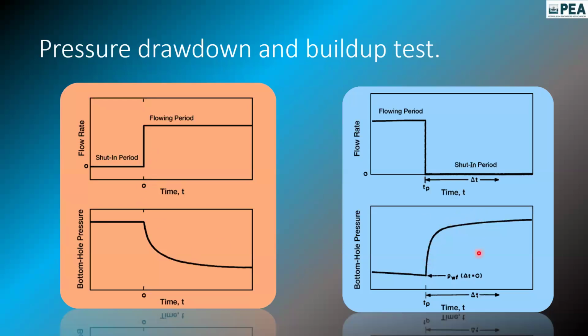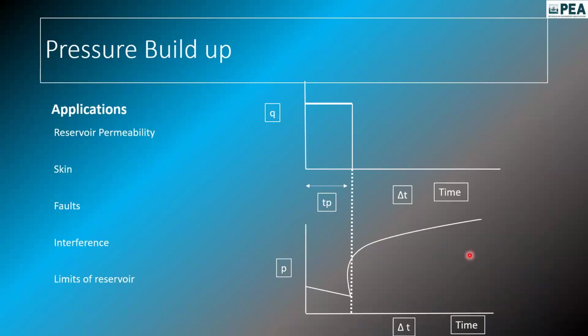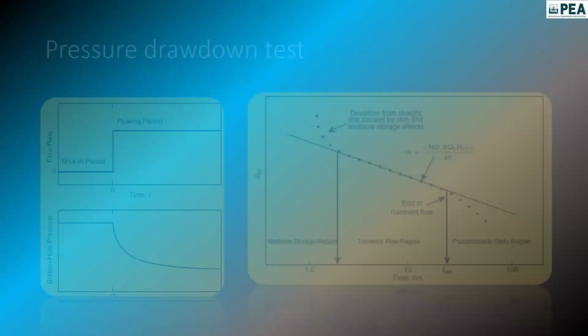So these are ideal graphs, but generally these graphs will not look as they are. We will be seeing the changes, as we have to compare this graph with the real-time graph, with real-time data. Based on the changes that we observe, we will know what could have happened in the wellbore. So this is how the graph will be constructed. We can estimate reservoir permeability with build-up, skin, faults, interference of boundaries, and limits of the reservoir.